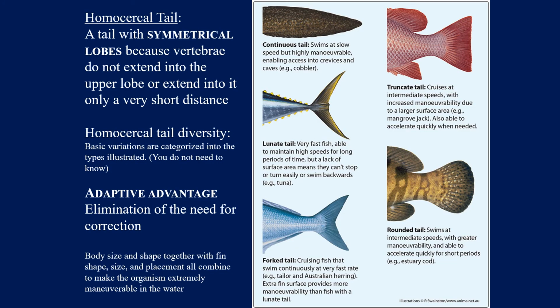Unlike a shark's heterocercal tail, the homocercal tail found in bony fishes has symmetrical lobes. Just like with many aspects of fish, the homocercal tail has a large diversity of forms, some of which you can see in the diagram pictured here. All of these forms allow for the elimination of the need for correction, an aspect of heterocercal tails.